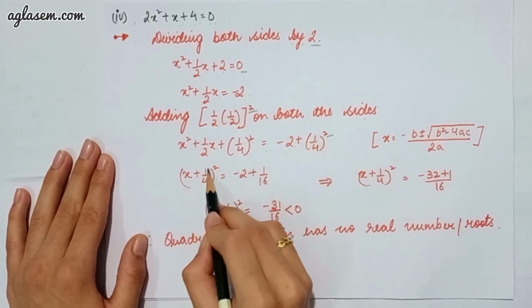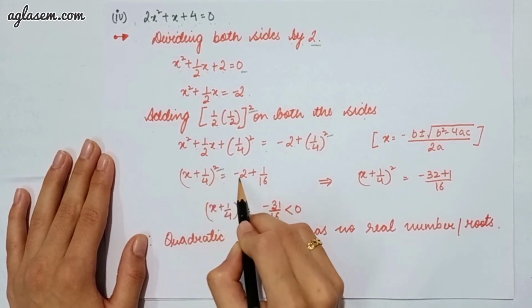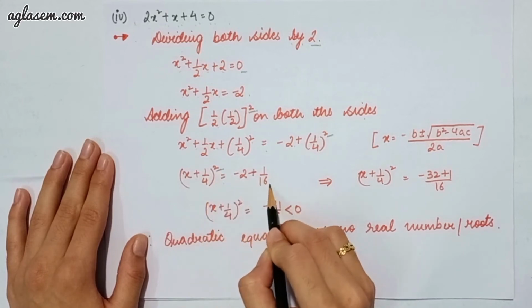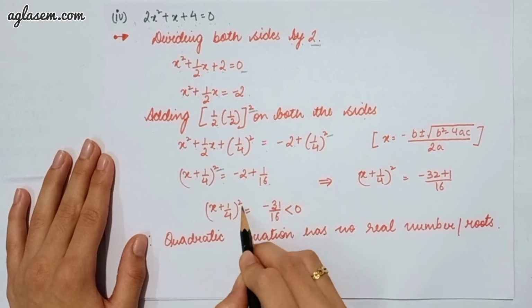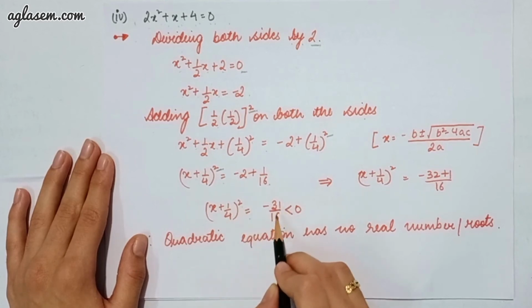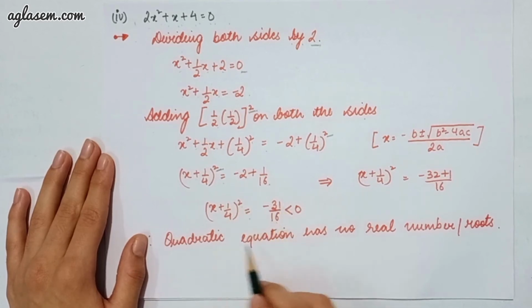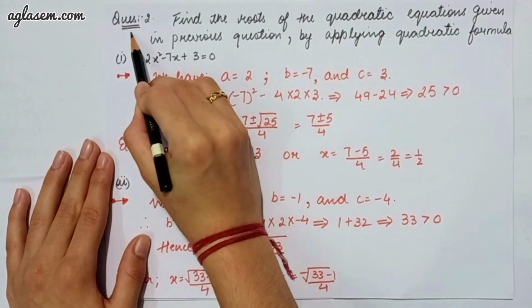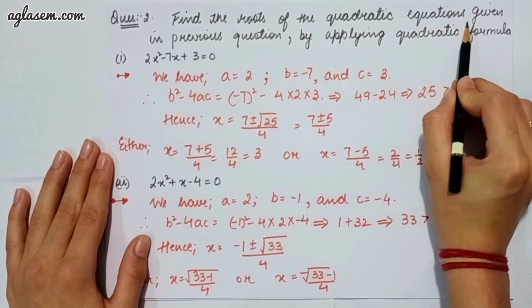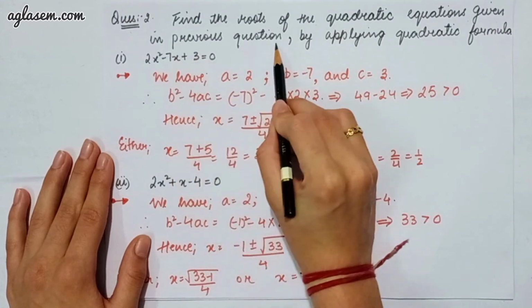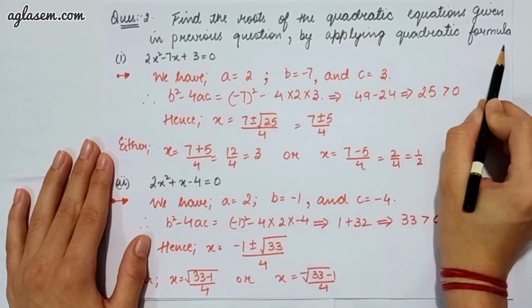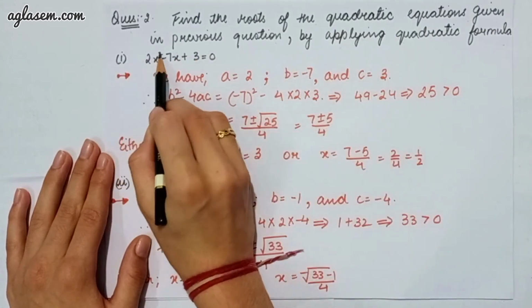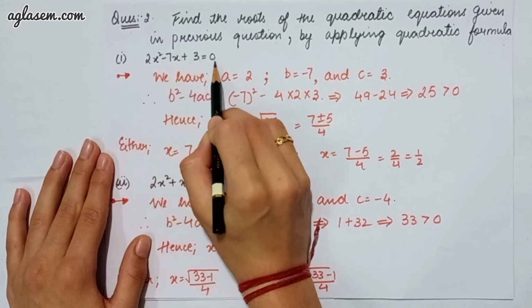So x plus 1 upon 4 whole square is equal to minus 2 plus 1 upon 16. Therefore, x plus 1 upon 4 whole square is equal to minus 31 upon 16. Therefore, the quadratic equation has no real number, or we can write it as the quadratic equation has no real root. Moving to question number 2, which says find the roots of the quadratic equation given in the previous question by applying quadratic formula. So the first part says 2x square minus 7x plus 3 is equal to 0.